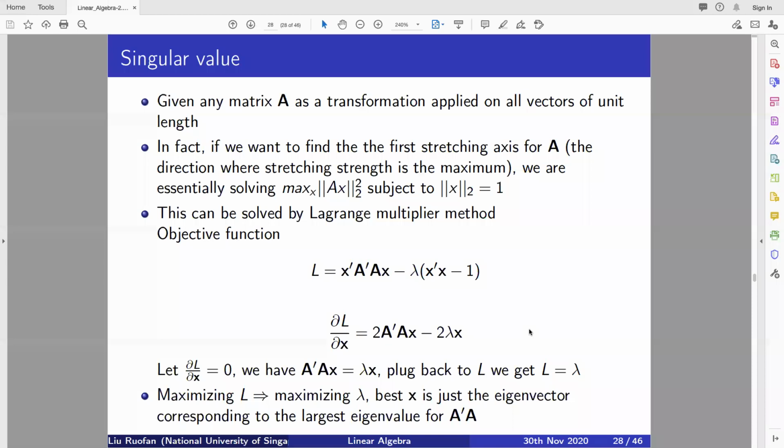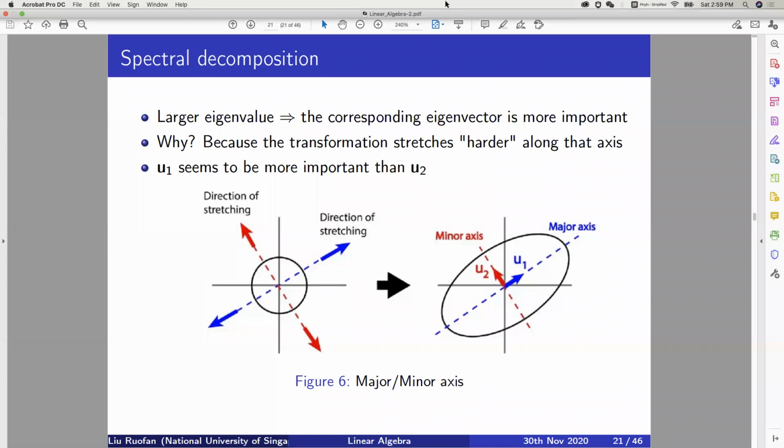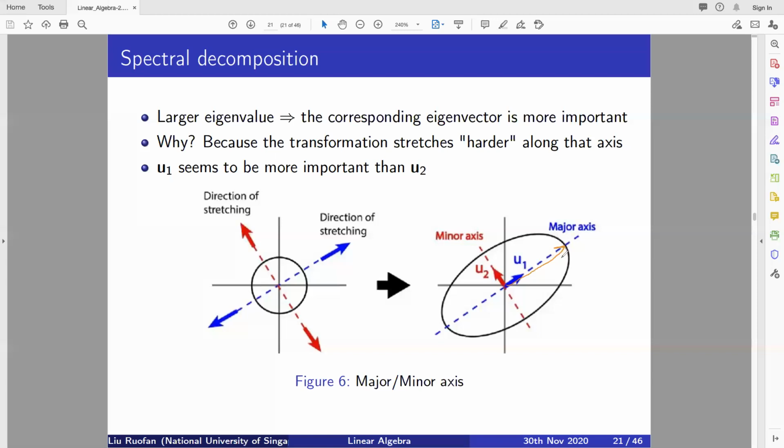Given any matrix A, we can view it as a transformation, and we apply A onto all vectors of unit length. If we want to find the first stretching axis for A, we are essentially solving this optimization problem: we want to maximize the length of AX subject to the length of X being one, because we want to find the direction where the stretching strength is the maximum. For example, if you look at this oval, we observe that U1 is the maximum compared to this vector and all the rest of the vectors lying on the oval.